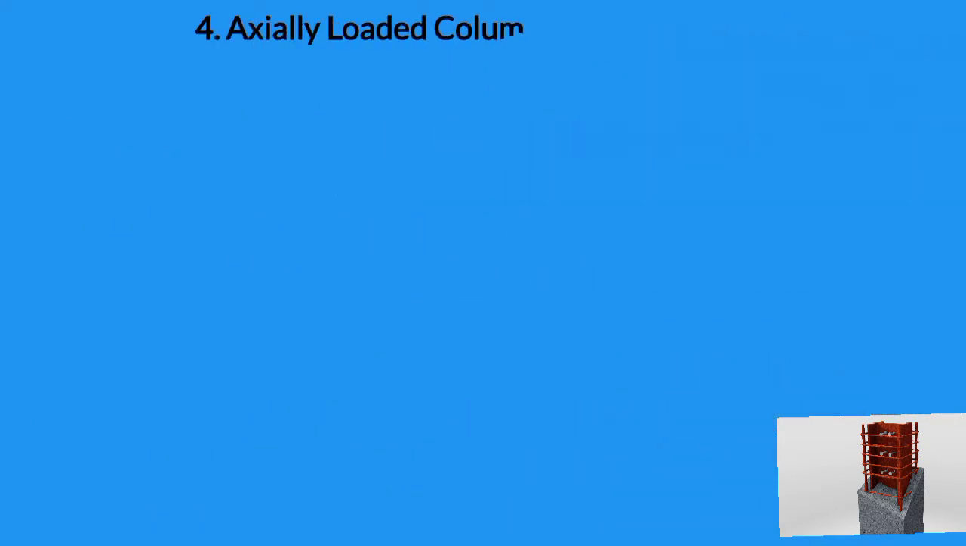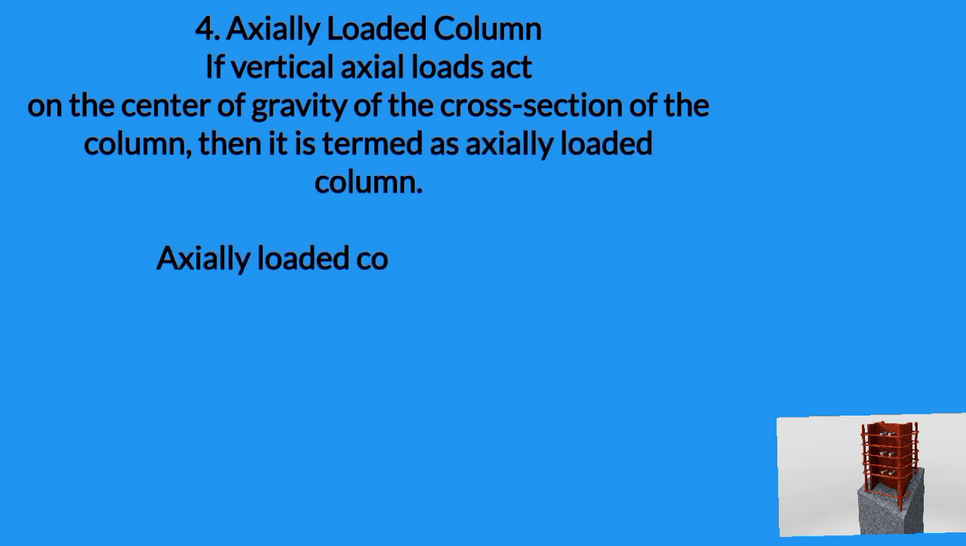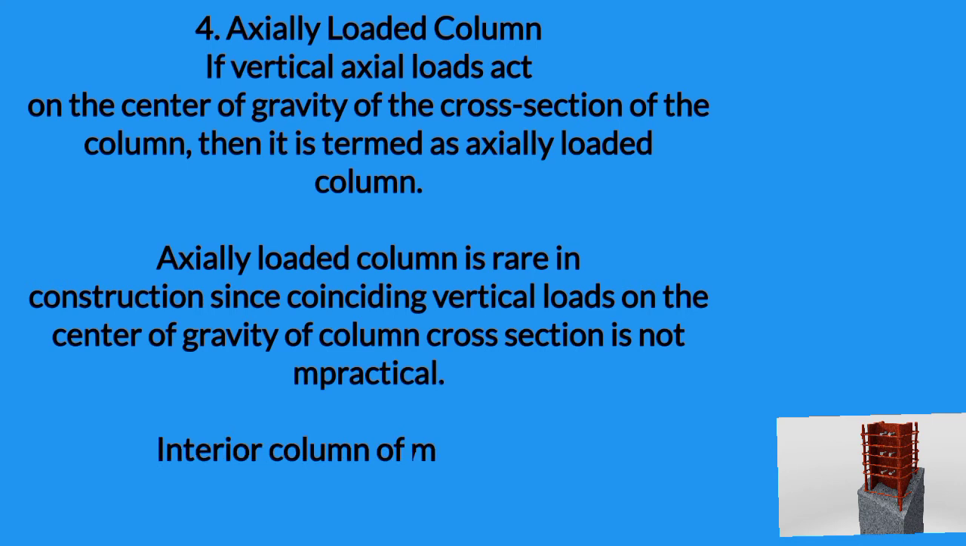4. Axially loaded column. If vertical axial loads act on the center of gravity of the cross section of the column, then it is termed an axially loaded column. Axially loaded columns are rare in construction since coinciding vertical loads on the center of gravity of the column cross section is not practical. An interior column of a multi-story building with symmetrical loads from floor slabs from all sides is an example of this type of column.